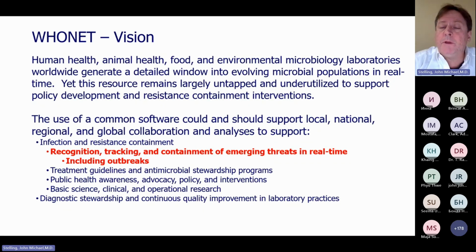The use of a common software could and should support local, national, regional, and global collaboration and analyses to support many objectives. Many people use WHONET for antibiogram preparation and national annual reporting and reporting to WHO GLASS. And of course, these are important uses of the data. However, there are additional features of greater value in real time to find outbreaks, to find new threats, to find laboratory quality issues. So the focus of today's webinar is the recognition, tracking, and containment of emerging threats in real time, including outbreak detection.